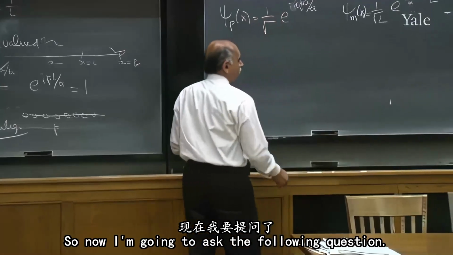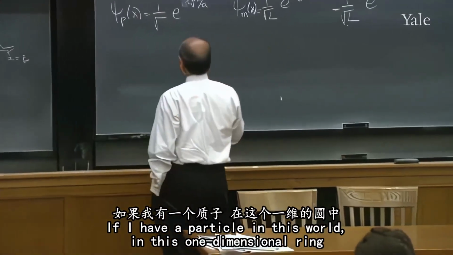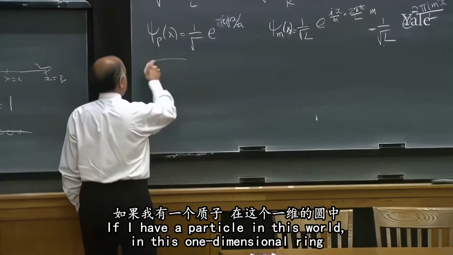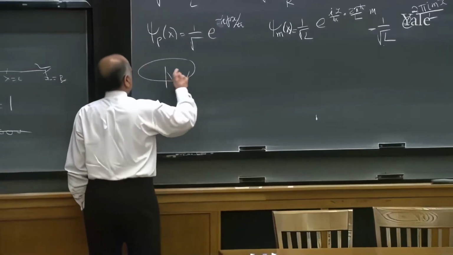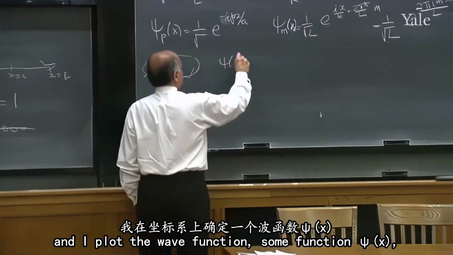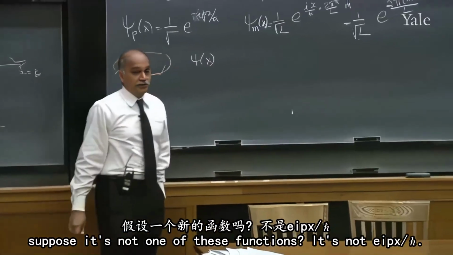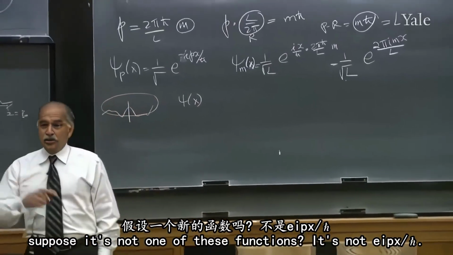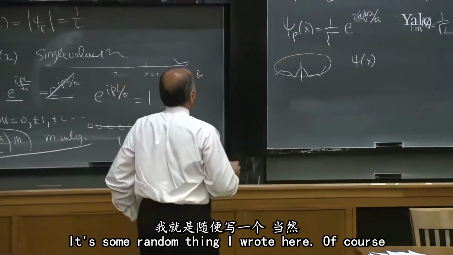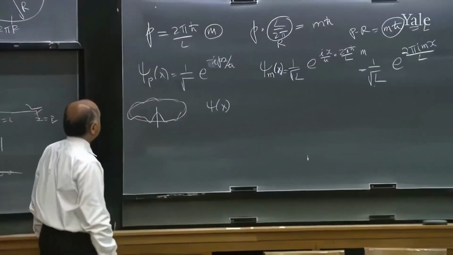So now I'm going to ask the following question. If I have a particle in this world, in this one-dimensional ring, and I plot the wave function, some function psi of x, suppose it's not one of these functions. It's not e to the i p x over h bar. It's some random thing I wrote here. Of course, it meets itself when you go around a circle.